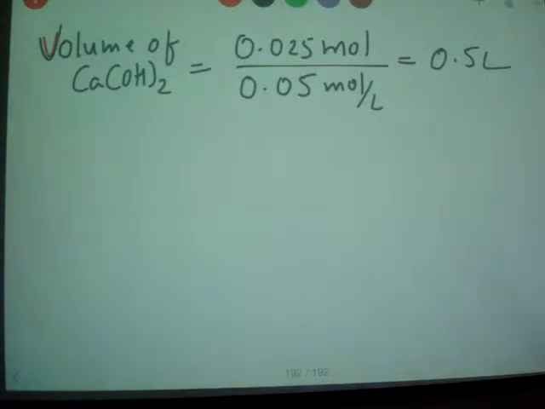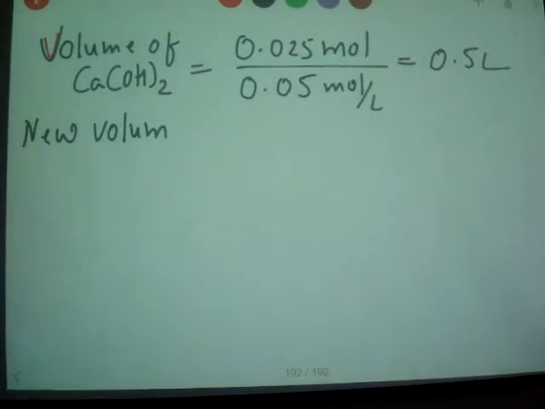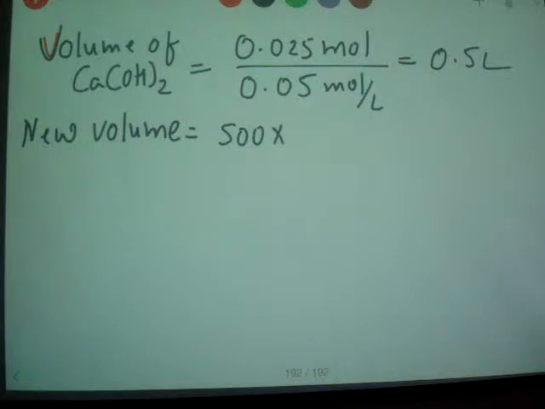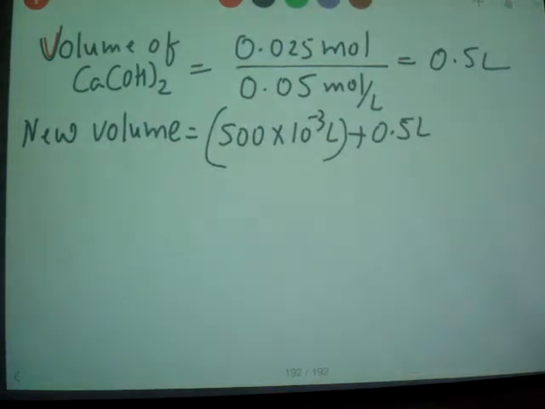So what will be the new volume? New volume will be 500 times 10 to minus 3 liter, that's the initial, plus 0.5 liter. We are adding that here into the original. So you get about 1 liter, because we are adding acid and base together. So that's why the new volume is 1 liter.